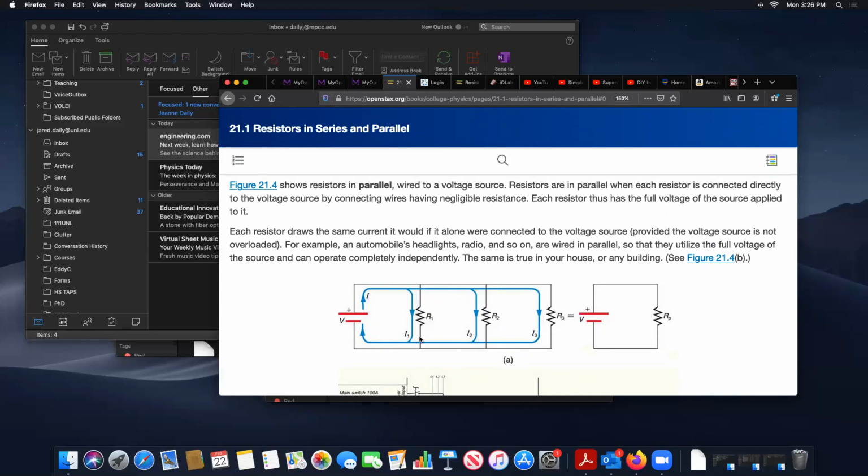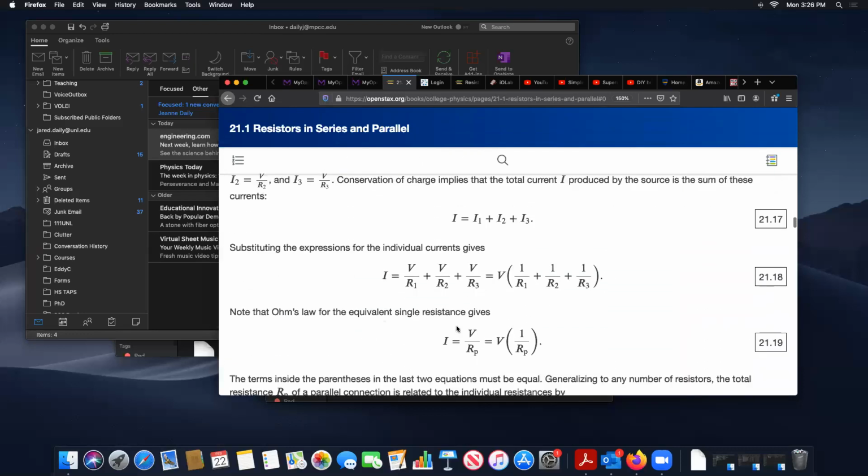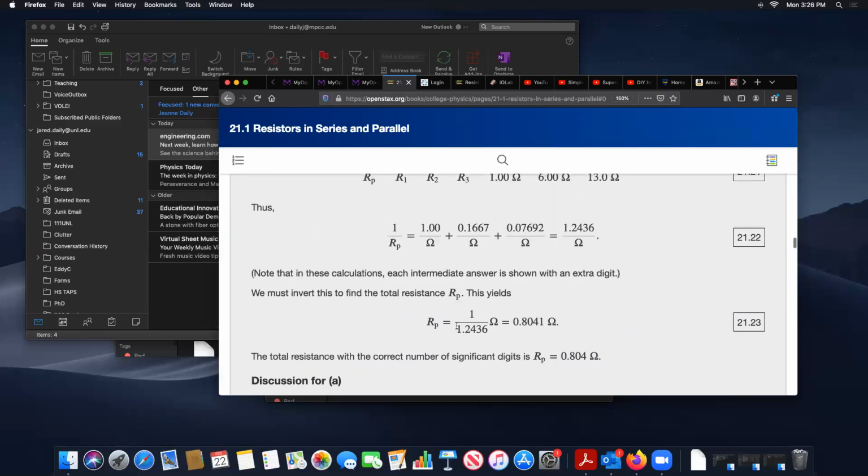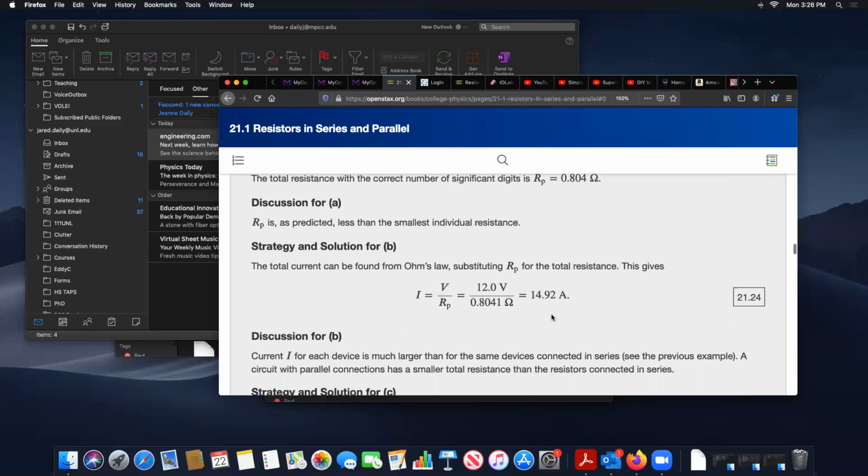Most of the current will go through this one because the smallest resistor resists the current the least and allows the most to go through. Resistor 2, which was the 3 ohm resistor, allows less current than the first resistor, but more current than the last resistor. And the last resistor allows the least amount of current because it was the biggest at 13 ohms. So most current through the smallest resistor, second most current through the second smallest resistor, least current through the biggest resistor, and that total current was what we just calculated. If you add all 3 of those currents together, that total current was this total current of 14.92 amps.